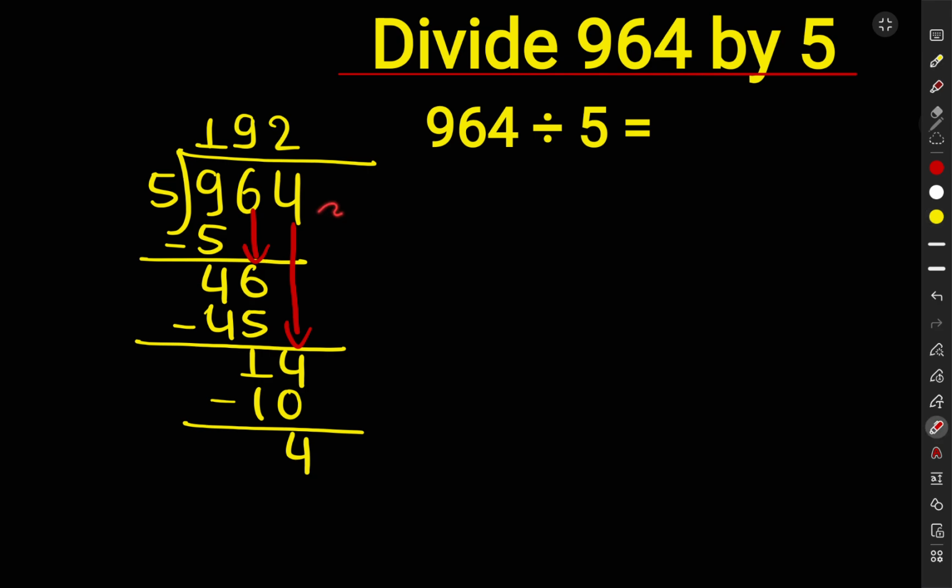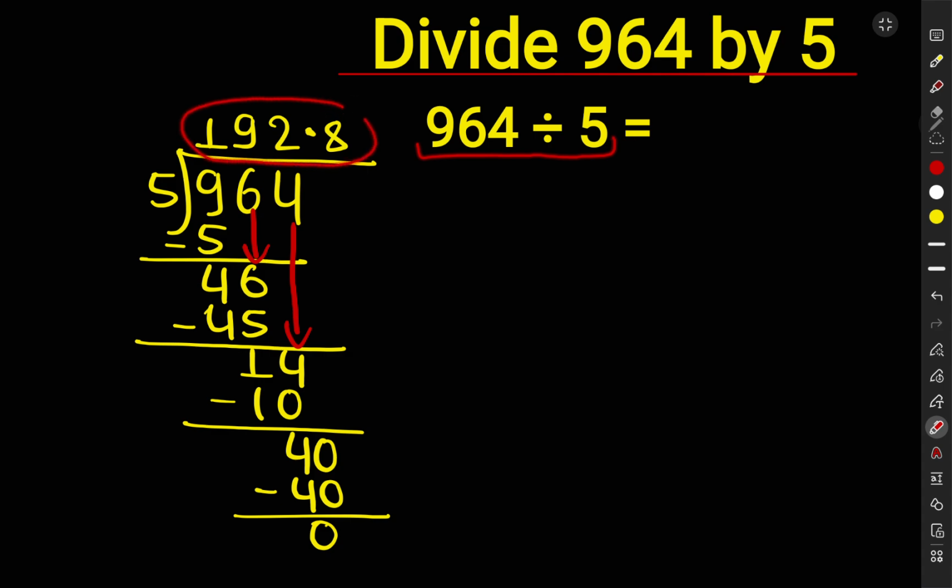So now we have no other number to put down. So we put a decimal here, so that we can put 0. So it is 40 and 5 times 8 is 40. On subtracting we get 0. So 964 divided by 5 is 192.8.